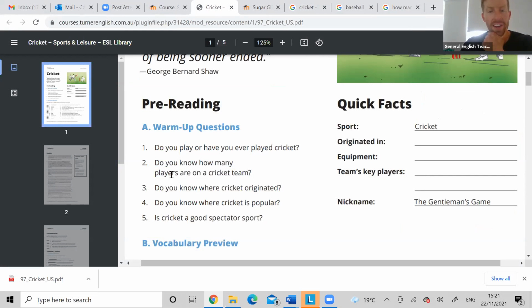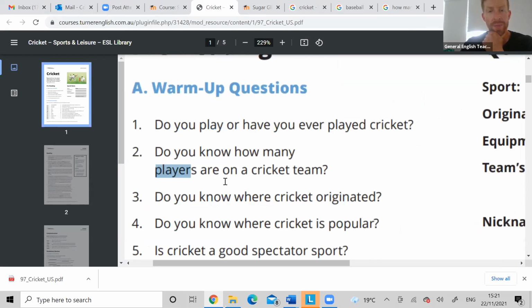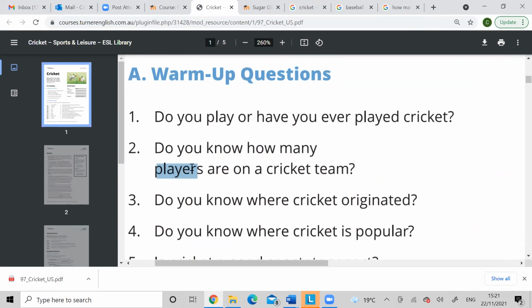Guys, who's a player? The person who played the game. And you can use this word for any game. You can say football player, basketball player, baseball player, tennis player. Anyone is a player. But today we're talking about cricket.